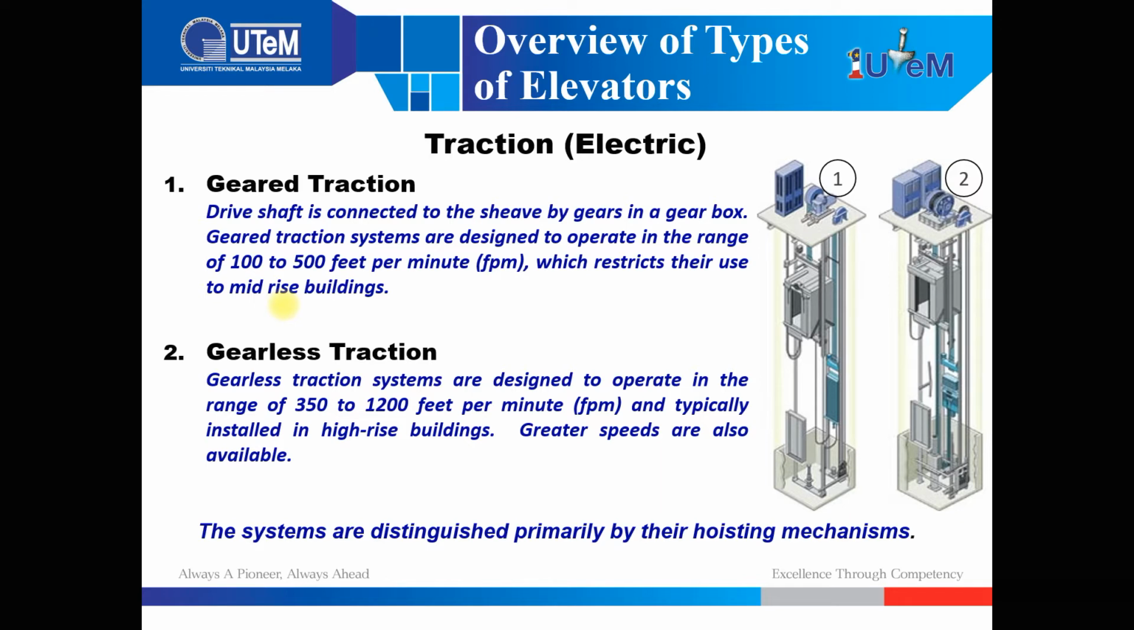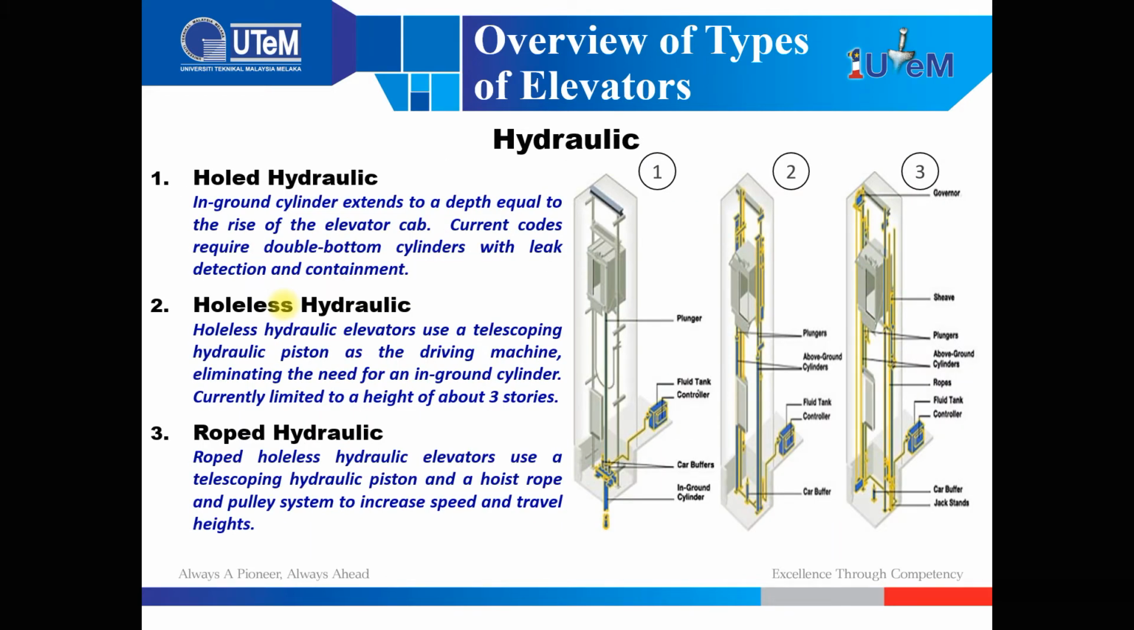Okay, for this one is hydraulic type. Untuk hydraulic type dia ada 3 lagi dia punya division. The first one is the holed hydraulic, the second one is the holeless hydraulic, and the third one is the rope hydraulic. Okay, the first one, the holed hydraulic: in-ground cylinder extends to a depth equal to the rise of the elevator cab.